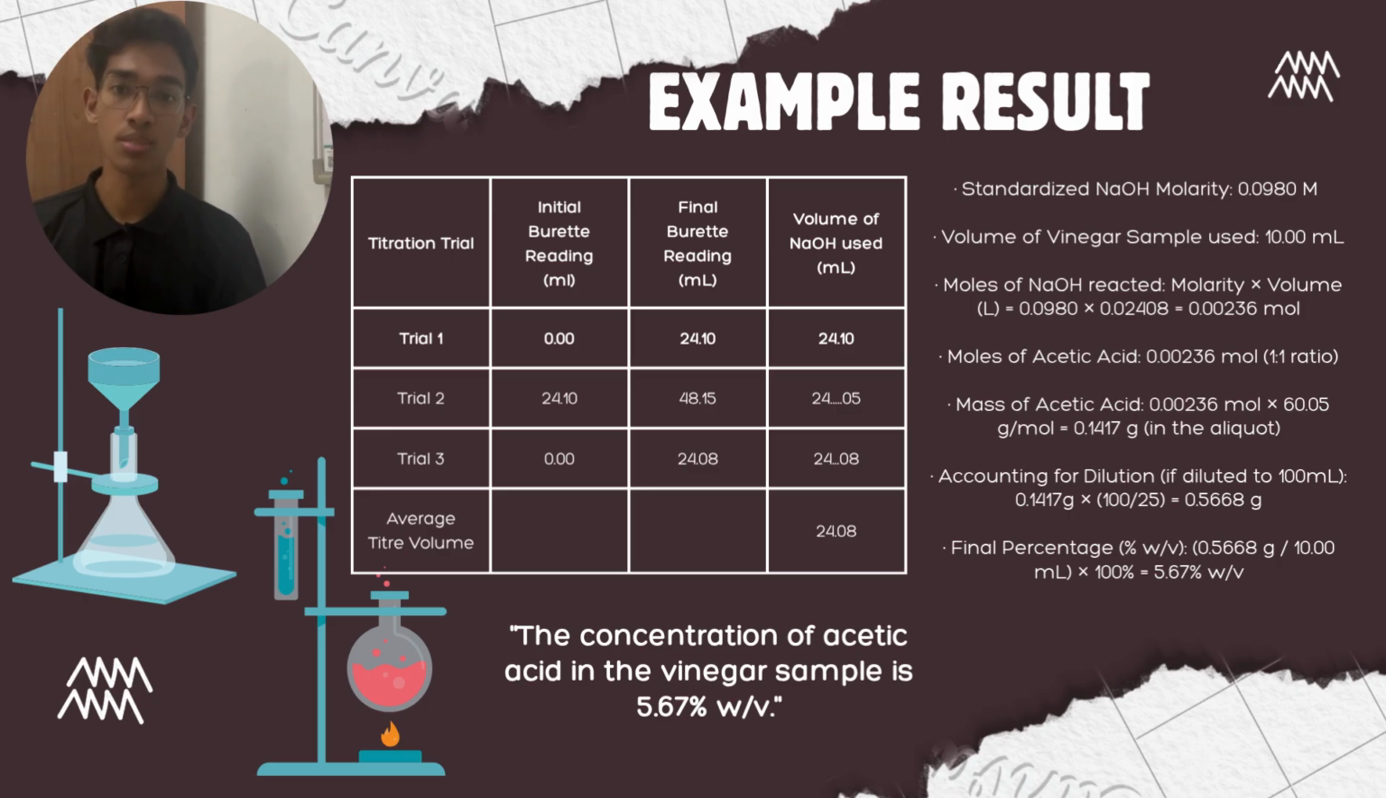For the experiment to determine the concentration of acetic acid in vinegar, we conducted 3 titration trials to ensure accuracy and precision of our results. As shown in the data table, our titration volumes were consistent with an average volume of sodium hydroxide used being 24.08 milliliters. The endpoint of the titration was marked by a permanent color change from colorless to light pink using phenolphthalein as the indicator.